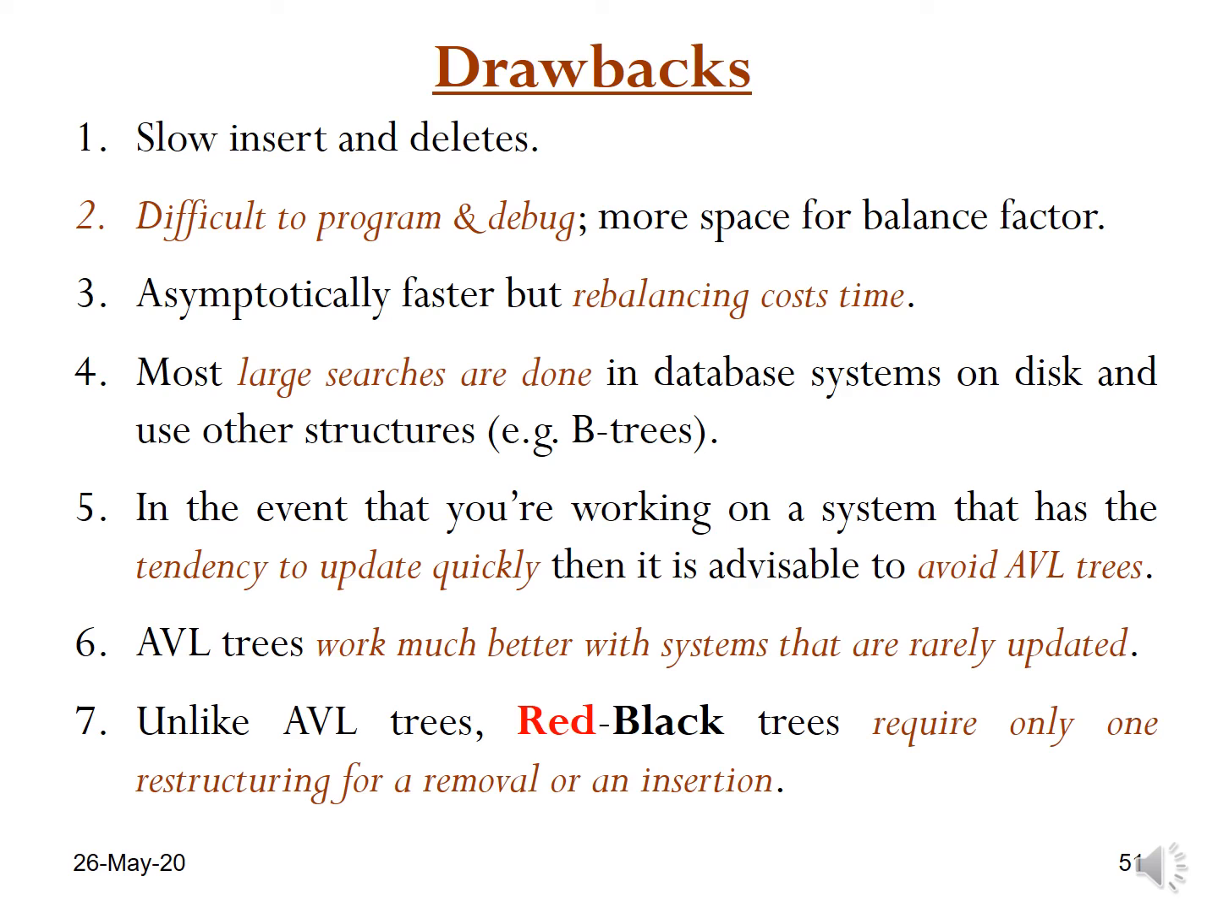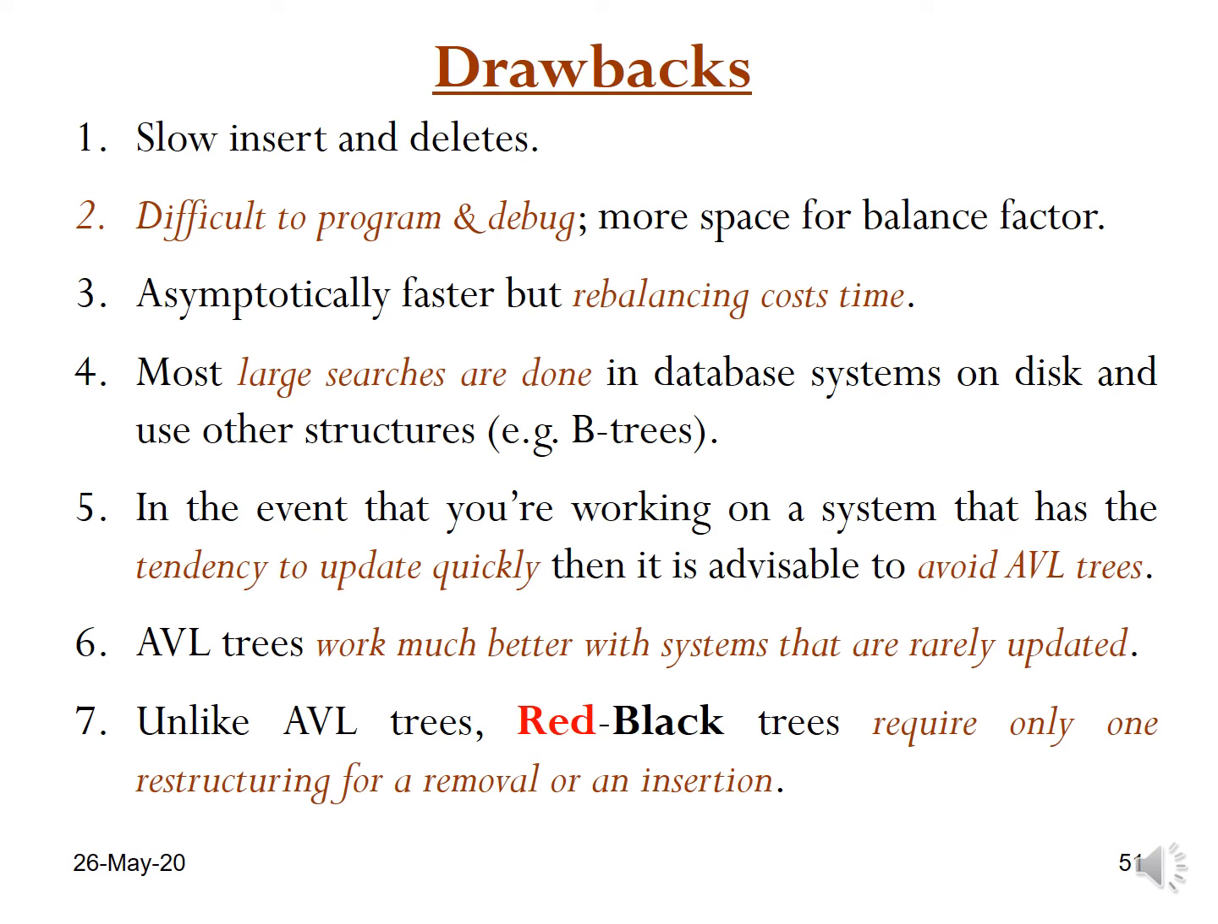Now we will discuss the drawbacks of the AVL tree. First drawback is slow insertion and deletion. Second drawback is it is very difficult to program and debug. Third, more space for balance factor is needed, and although asymptotically faster, rebalancing is costly because we need to rebalance after some insertions disturb the balance factors. Fourth one is most large searches are done in database systems on disk and use other disk structures, for example B trees.